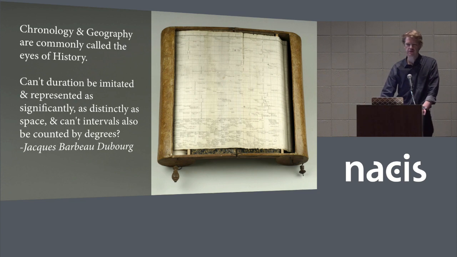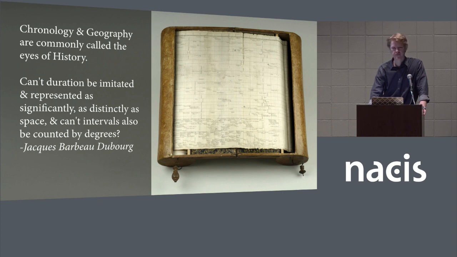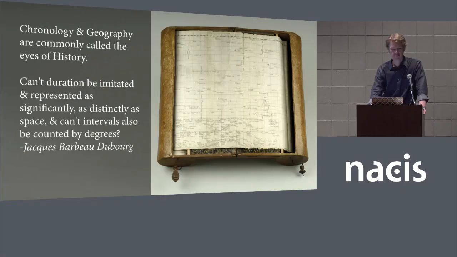This is data visualization's sacred scroll. Jacques Barbeau-Dubourg created this in 1753. It's 54 feet long, has over 4,000 names, chronicling history. You turn the crank, and you see 140 years at a time. Time flows from left to right, and time is not compressed. Each decade gets the same amount of horizontal space on his scroll.